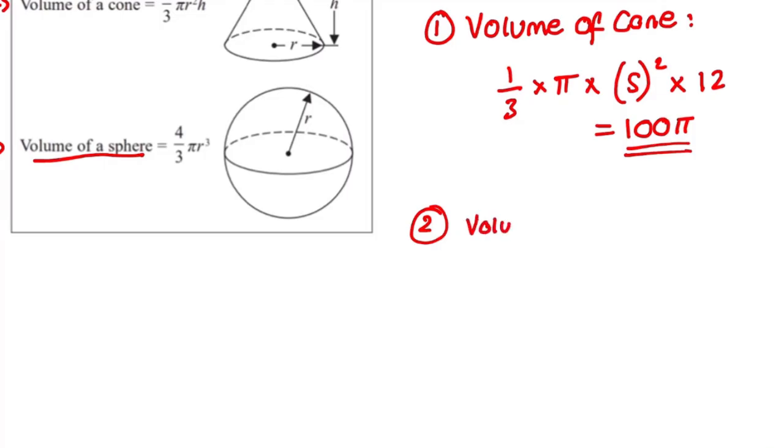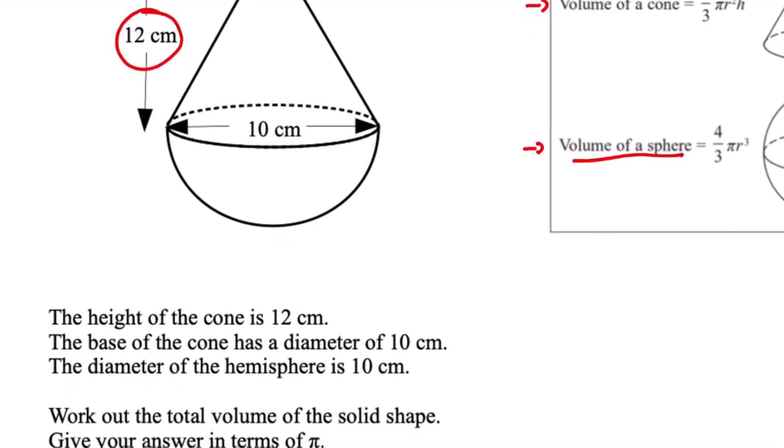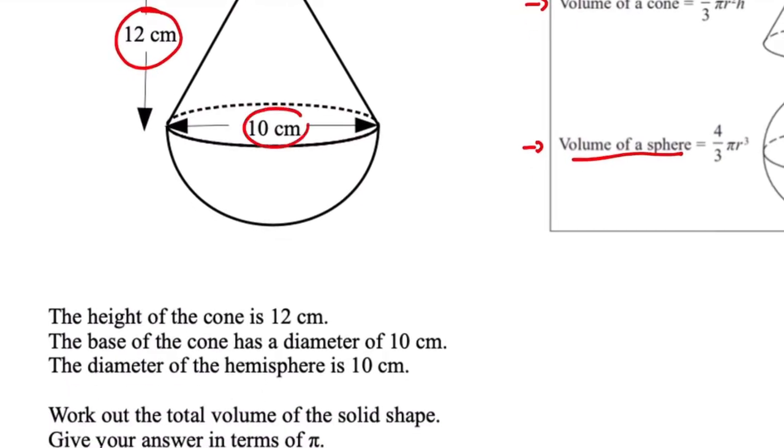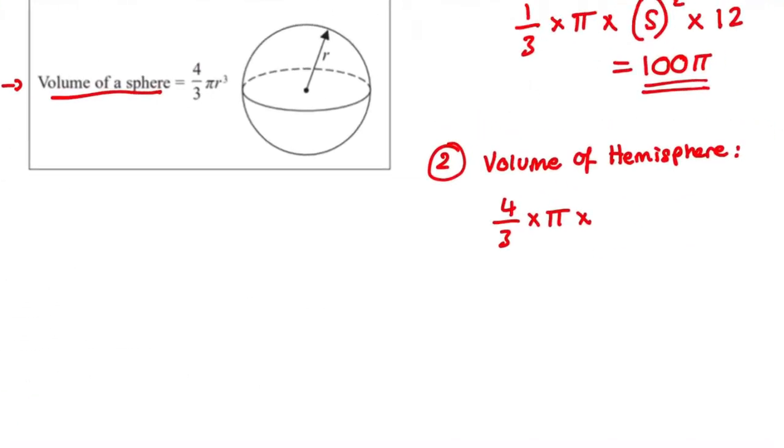So we're going to work out the volume of the hemisphere by working out the volume of the sphere, and then we're going to divide it by 2. Okay, so the volume of the sphere is just going to be 4 thirds times pi times r cubed. Now r, the radius, is going to be half of the diameter. So if the diameter is 10, the radius is going to be 5. So it's going to be multiplied by 5 cubed.